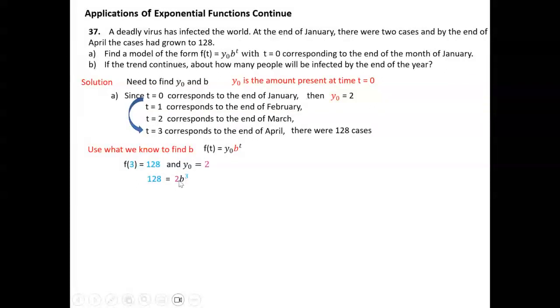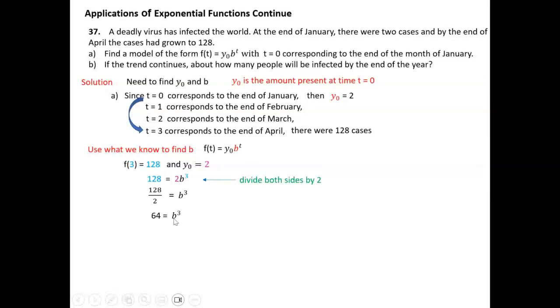So the first thing we're going to do is try to isolate b by itself. We divide both sides by 2. That will give us 64, I'm sorry, so 64 equals b to the third power. Now we're going to raise both sides to the 1/3 power.